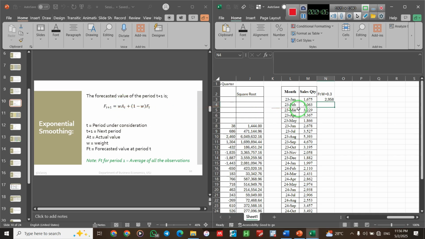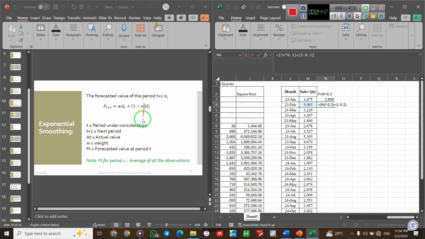In this question our weight is 0.3. That means I have to multiply this actual quantity by 0.3. Please remember to put brackets here. Then in this formula there is a plus sign and another bracket, 1 minus W. W is our weight, so 1 minus 0.3, and it should be multiplied by F_t.